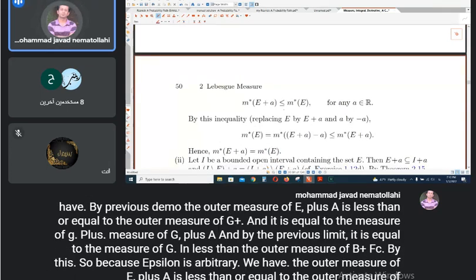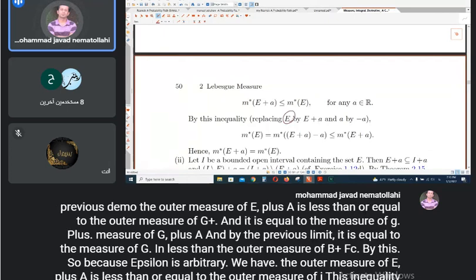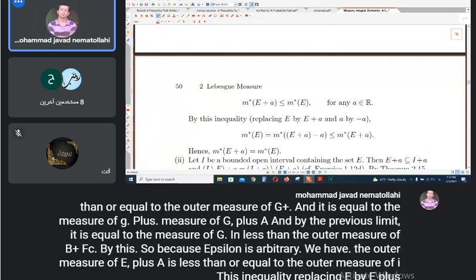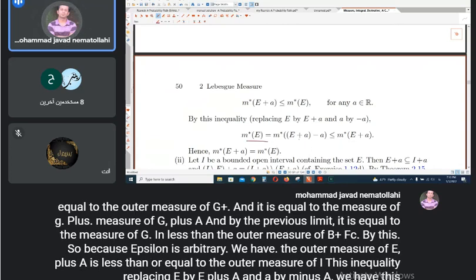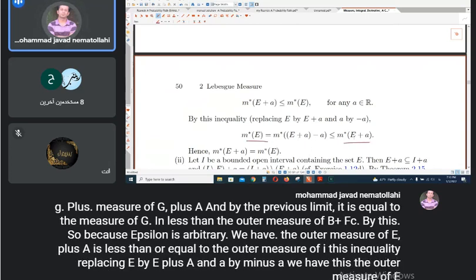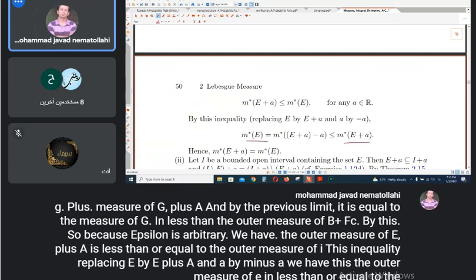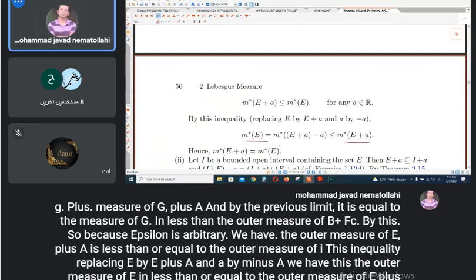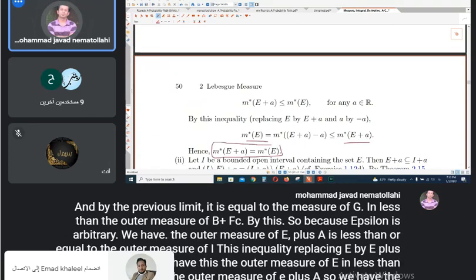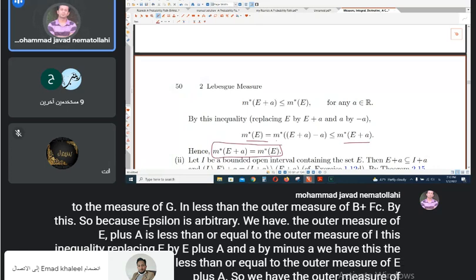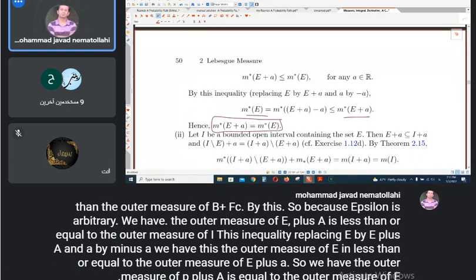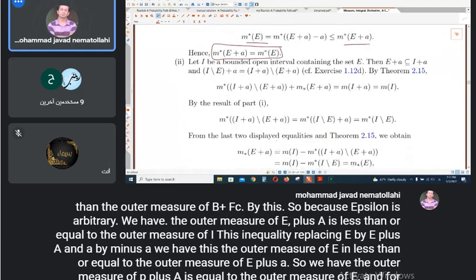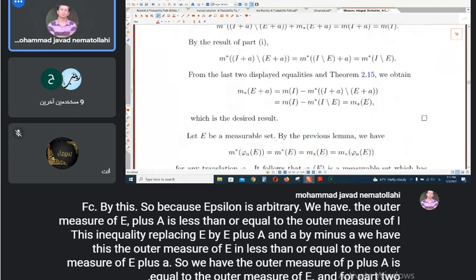By this inequality, replacing E by E + A and A by -A, we have the outer measure of E is less than or equal to the outer measure of E + A. So we have the outer measure of E + A is equal to the outer measure of E. And for part 2, we will do similar.